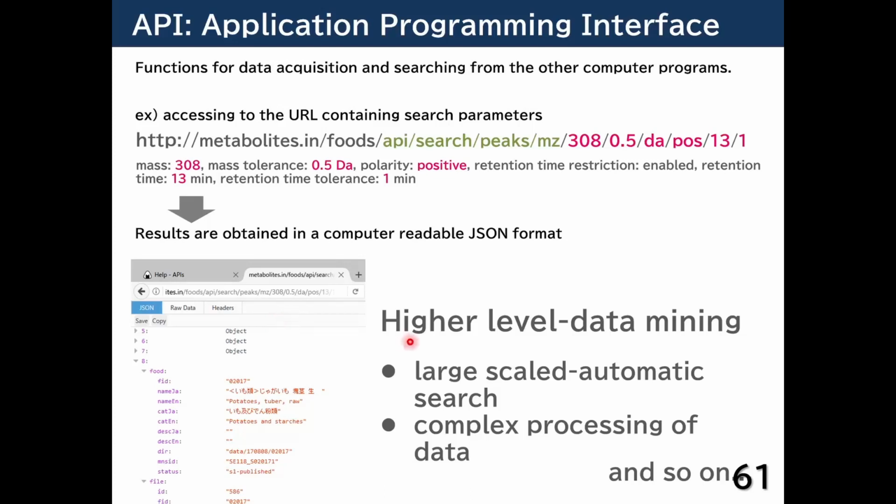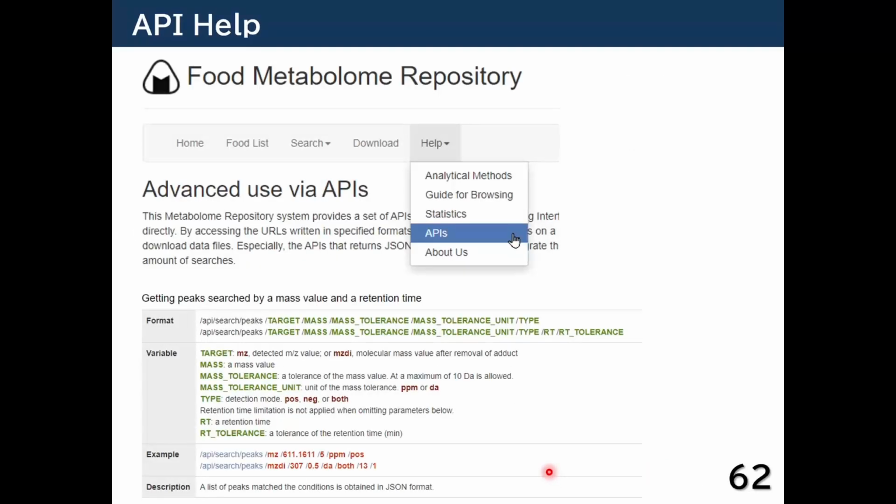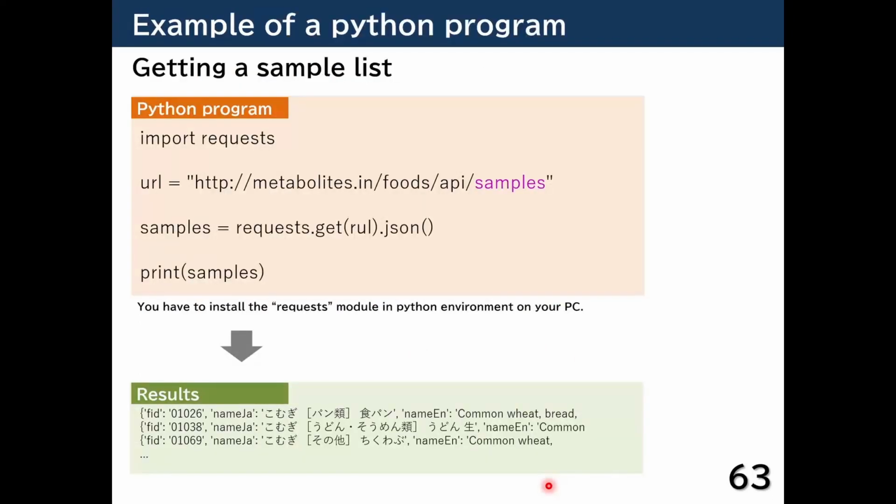API provides the way for a higher level of data mining, such as automation of large-scale searching and complex data processing with support of computational programs. The details of APIs are described at the help page of the website. This is an example of use of API to get the sample list. With a Python program, you can get this result by writing only 4 lines, very simple.